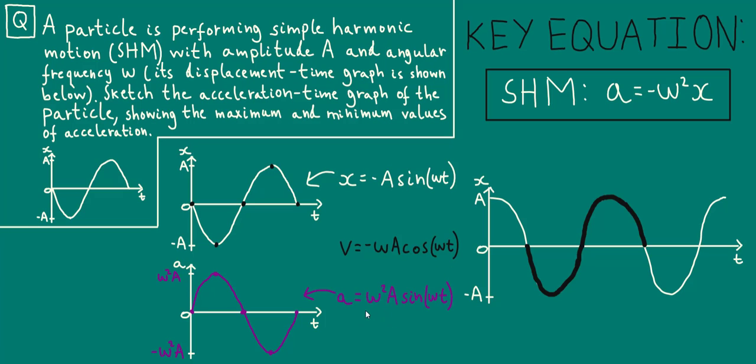And note here that there's a similarity between this and this up here. Indeed, you should be able to see that what we've got here is simply equal to minus omega squared x, which is simply the equation for SHM. In other words, what we've proved is that a particle whose displacement time graph is given by this is indeed performing SHM.